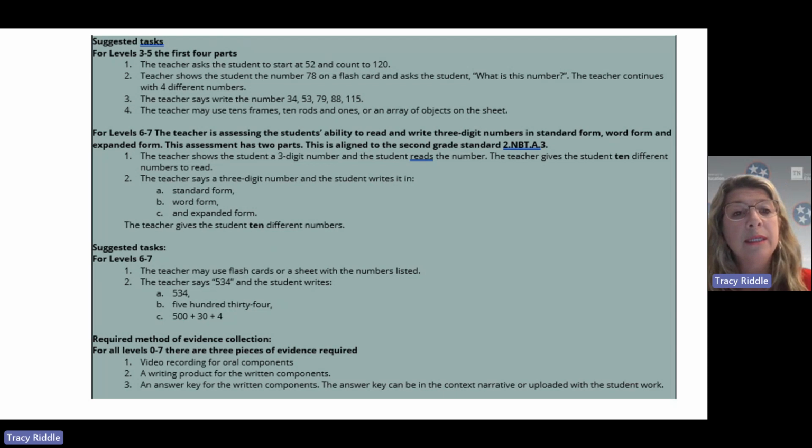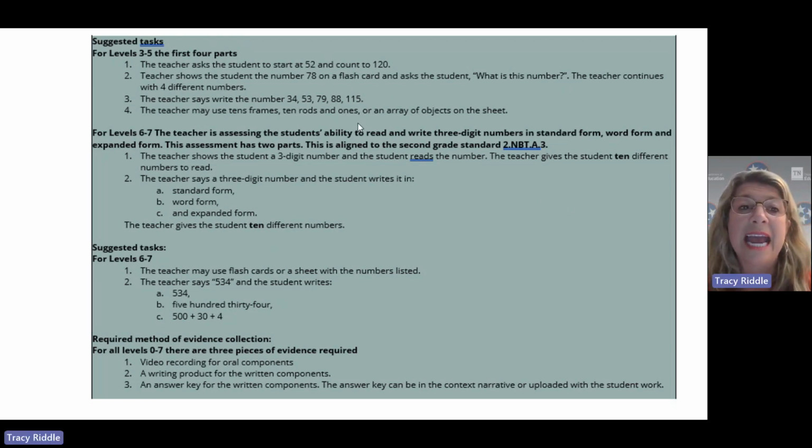For the fourth part, when counting those objects on a piece of paper, the teacher could have the objects in 10 frames, 10 rods, and some ones, and it could be an array of objects on that sheet for them to count and write the number beside the objects.